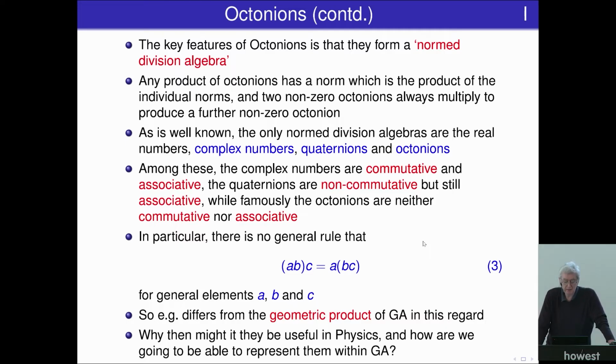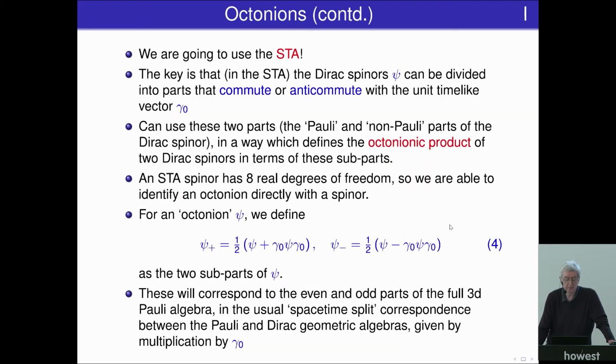So how is it that they could be useful in physics, and how are we going to be able to represent them within GA? We're going to use the STA. The key is that in the STA, Dirac spinors psi can be divided into parts that commute or anticommute with the unit time-like vector gamma naught. So basically, the sigmas and the I that we had before, so 3 sigmas and I, they anticommute with gamma naught. And the Pauli parts, the scalar and the I sigma I, they commute.